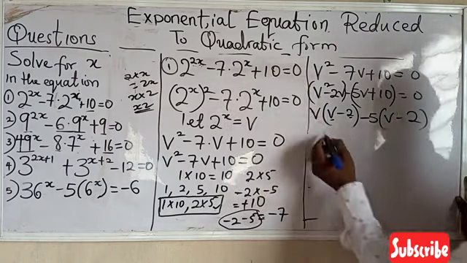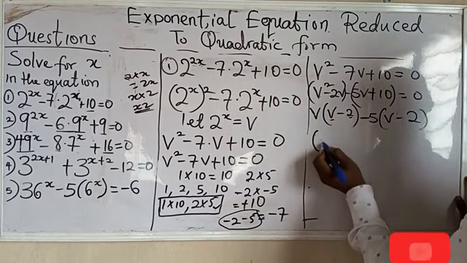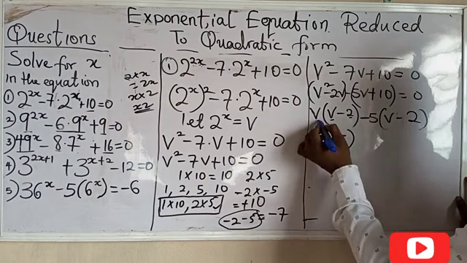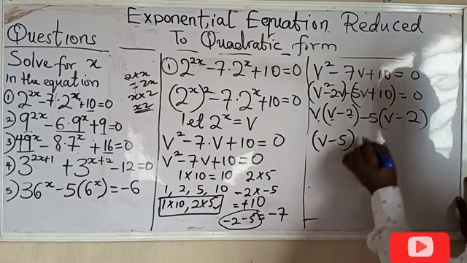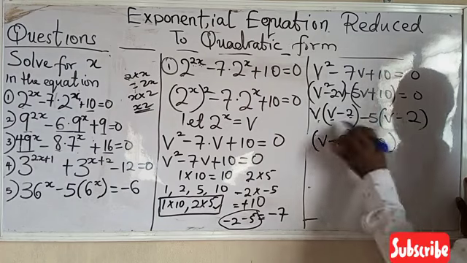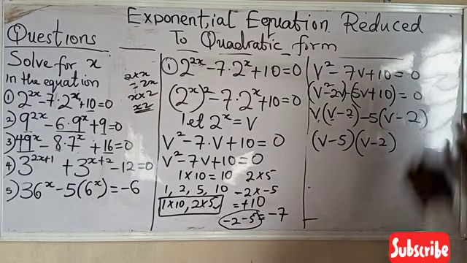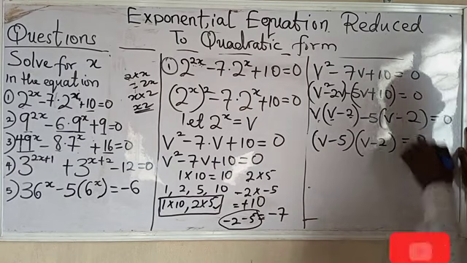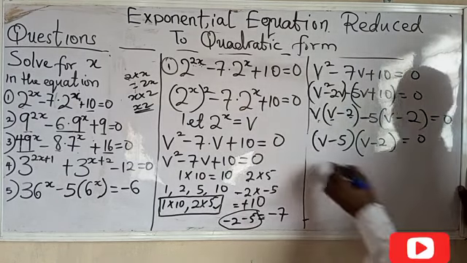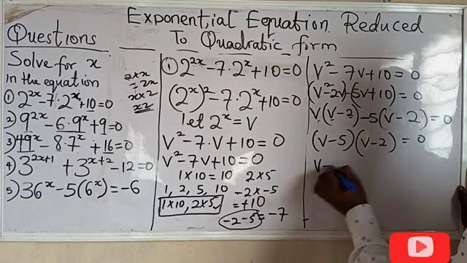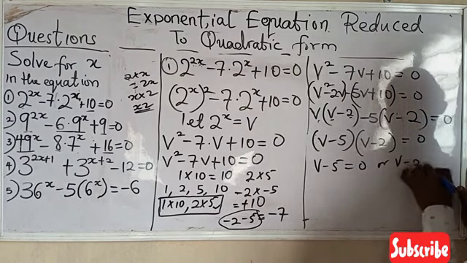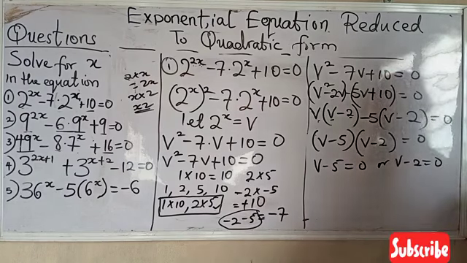So from here, I will just pick v minus 5. This v and this minus 5 and v minus 2. Let's note for v minus 2 and this, they are common, so you can just pick one, or equal to 0. So the next thing we are going to do is, I'll say v minus 5 equals 0, or v minus 2 equals 0.